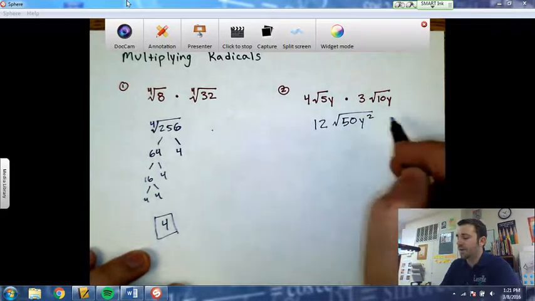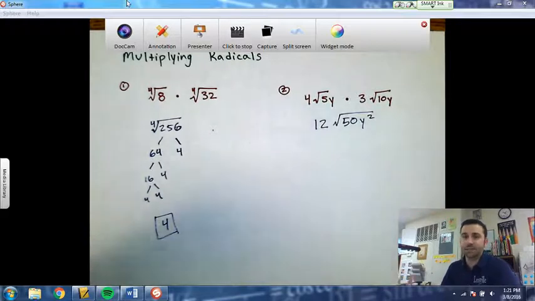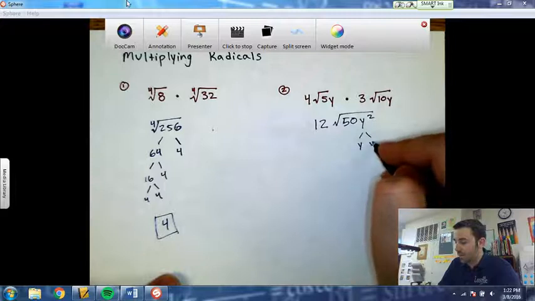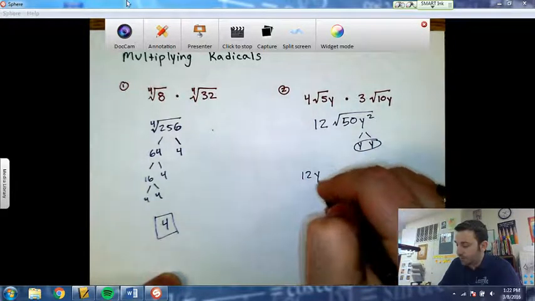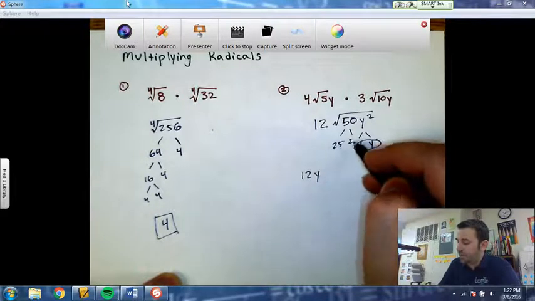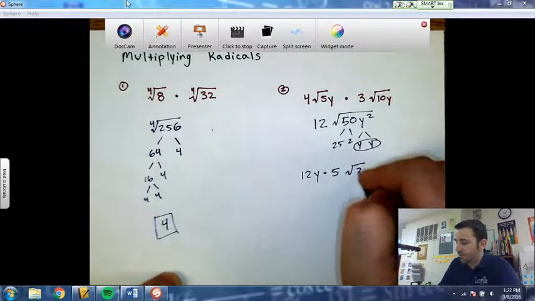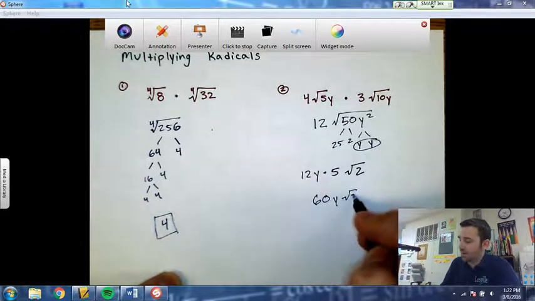So now that we've introduced a variable into simplifying radicals, it is the same concept as if you're simplifying numbers. Y squared can be broken up into y and y. The square root of y squared would just be then y. And let's continue to break up 50 into 25 and 2. Well, the square root of 25 is 5, and I'm left with root 2. And then simplify further, you get 60y root 2 as your simplified expression.